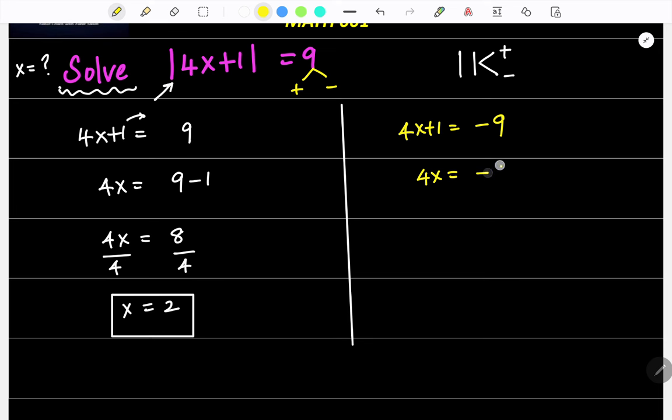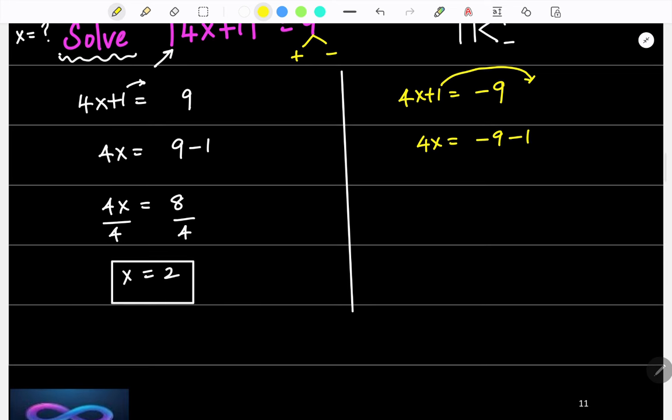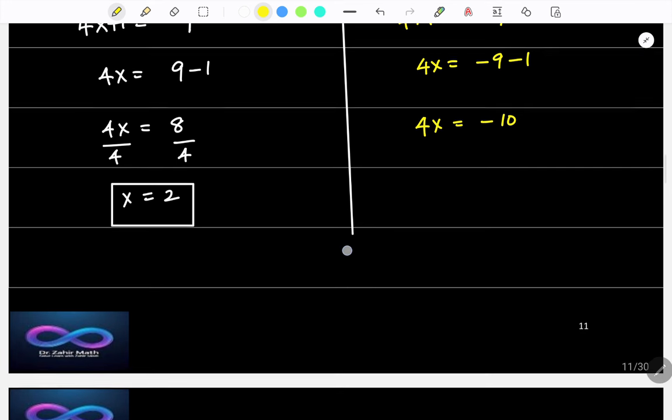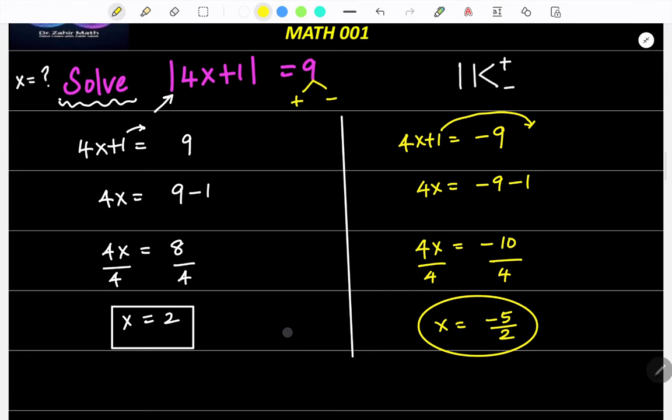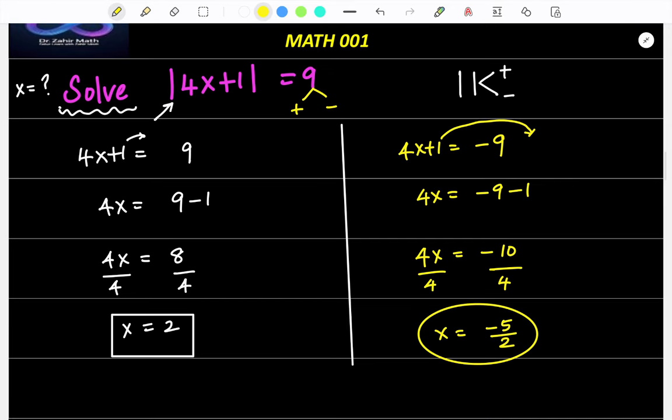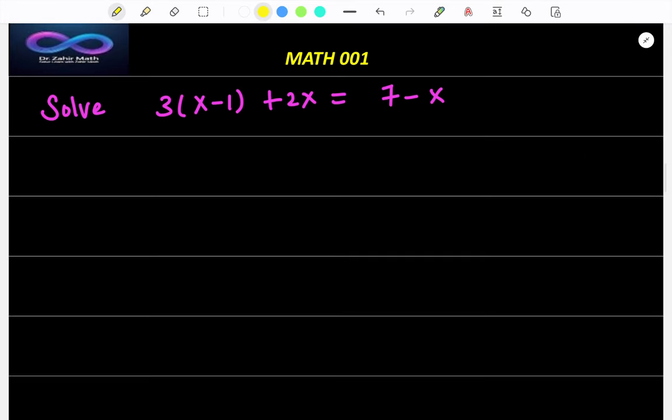4x is equal to minus 9. This 1 goes that side, minus 1. So what happens? 4x equals minus 9 minus 1 is minus 10. So divide by 4, divide by 4. So x equals, you can put in the calculator or you can put in the mind, minus 5 divided by 2. Clear? Right. So x equals 2 values. I told you 2 values, one with plus, one with minus. Let's go to the next question.